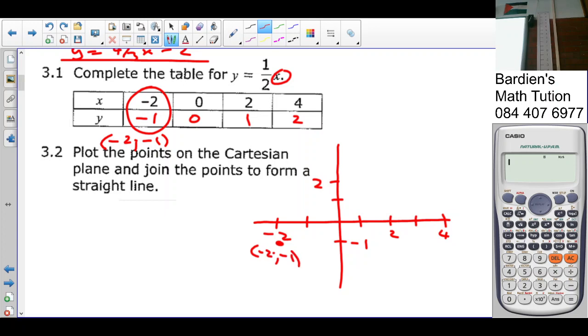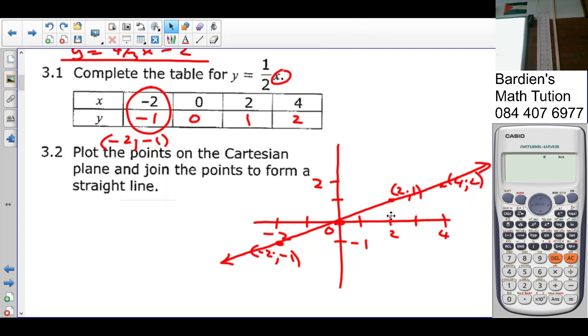Then 0 and 0, the origin. 2 and 1. 4 and 2. Okay, and we just take a ruler. We draw a straight line. That is using the table method. Okay. Then the next question.